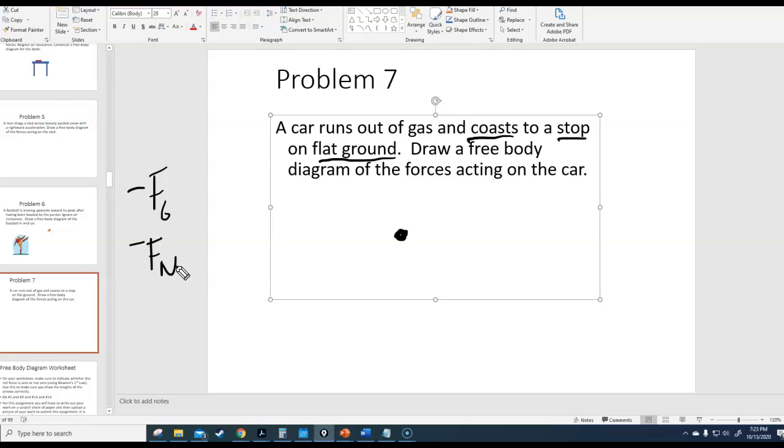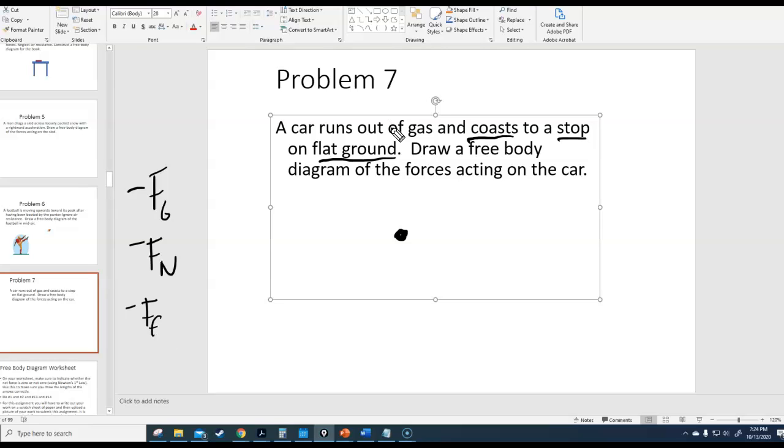Is there friction? Well, let's think about this. Nothing is making the car move, but the car is still slowing down. So, yeah, probably friction. That's what's making it stop. Is there a force from the engine? No. Why? Because the car ran out of gas. Is there an applied force? No, there's nothing applying a force because the car ran out of gas. Okay, so if you think through this logically, these are the only forces acting on the car.